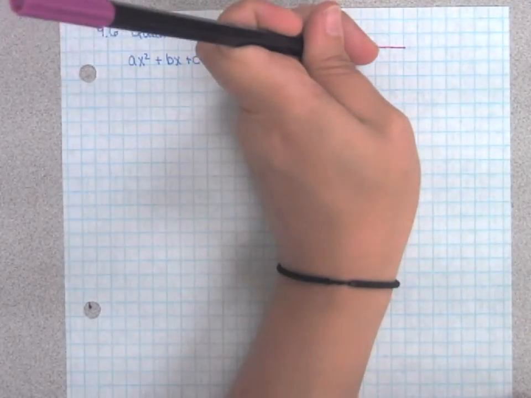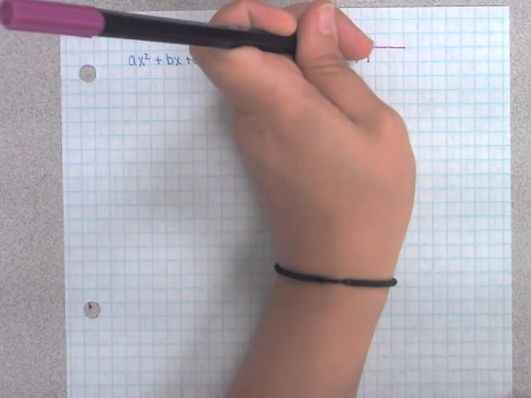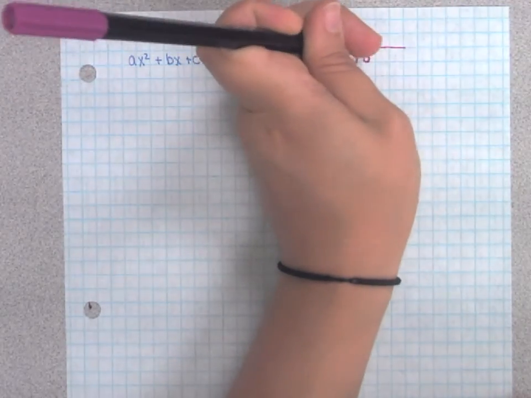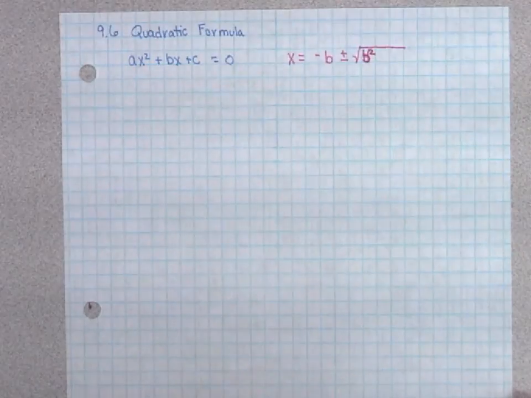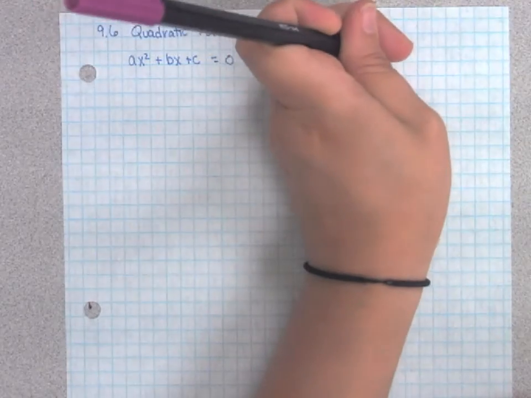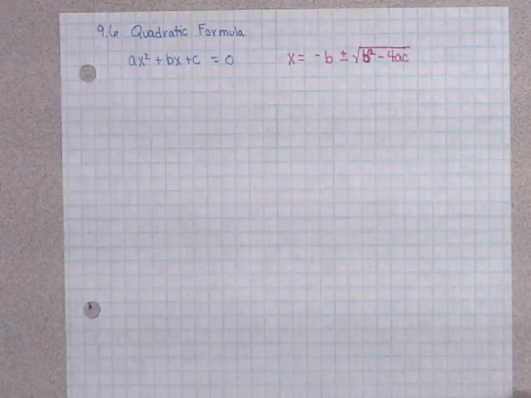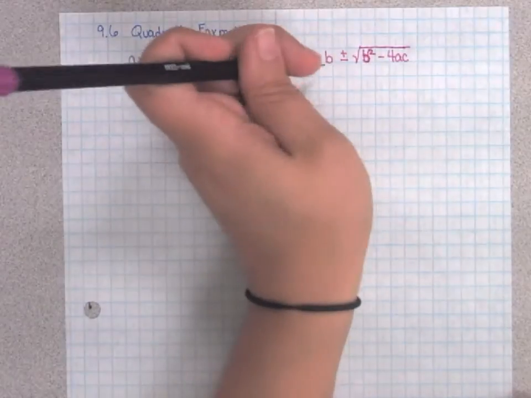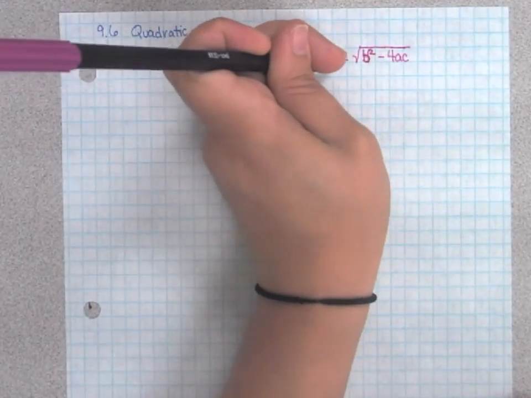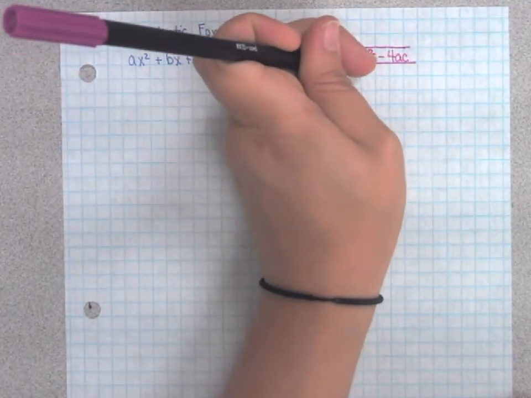Underneath the square root, it's b squared minus 4 times a times c, all over 2 times a.